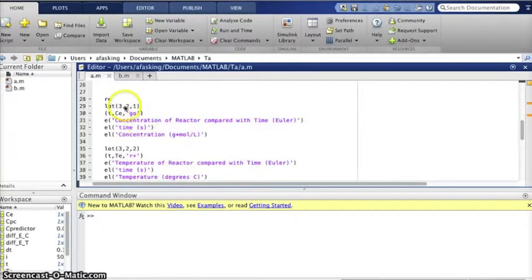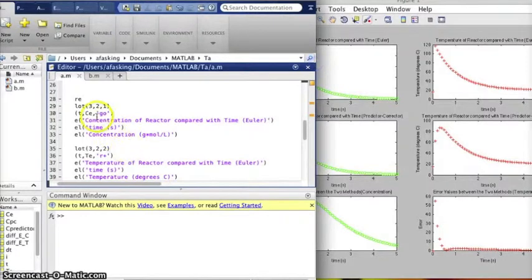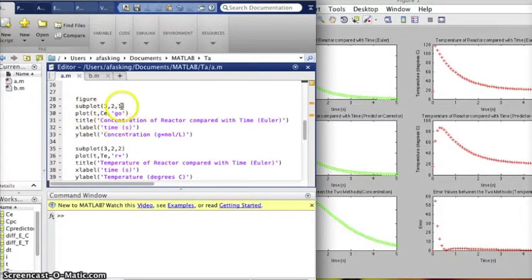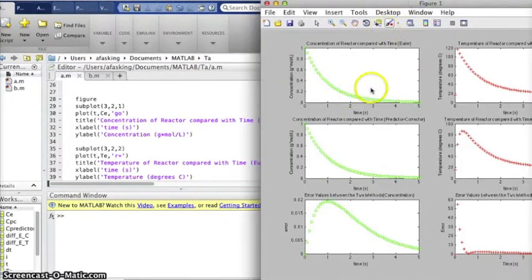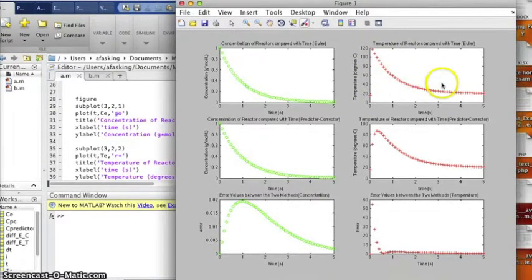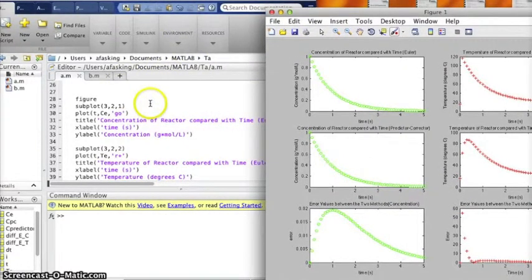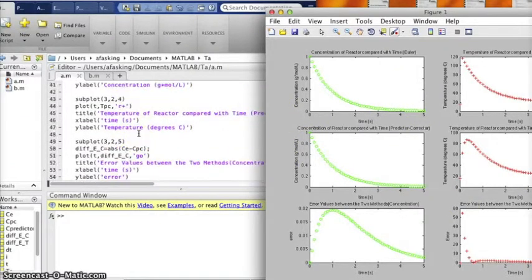Here. So you notice that we had 3 rows. Let's see if we can squeeze this over. 3 rows, 2 columns, and then the first figure that we did was the concentration of the reactor compared with time. This is our first plot, which you can see right here. And for our second plot, which we reference, is the temperature of the reactor with the time. So it's over here. So it goes from 1, 2, 3, 4, 5, 6. So we had 3, 2, 1, and then we called out specifically which plot we wanted in each space as we moved down this.